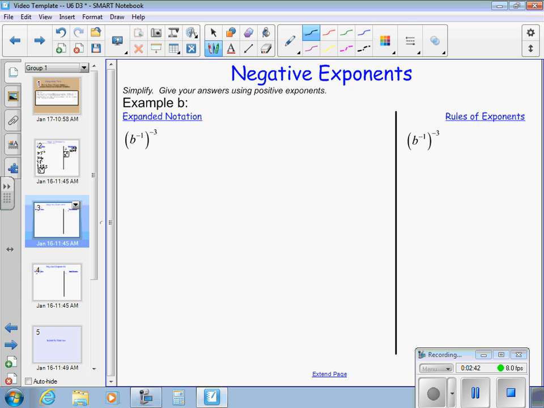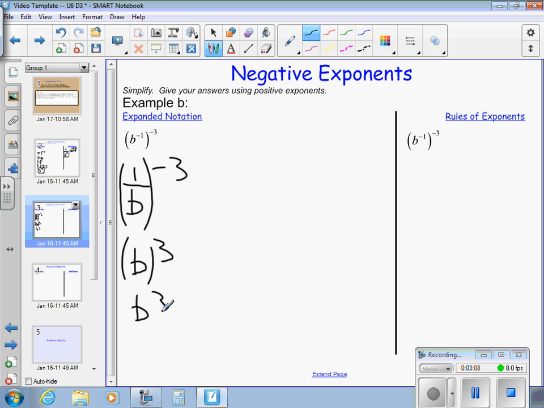Okay. B to the power of negative 1 raised to the power of negative 3. Well, B to the power of negative 1 is the same thing as 1 over B. And we'll take that and raise it to the power of negative 3. Now let's deal with the negative portion of this. That means the reciprocal. So I now have B raised to the 3rd power, and of course this is B cubed.